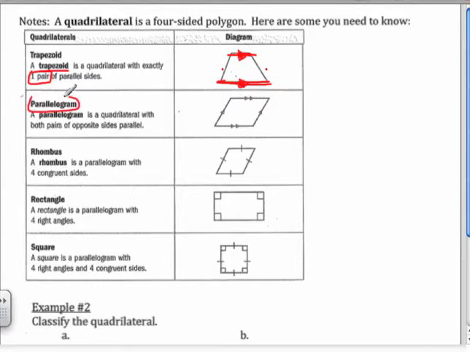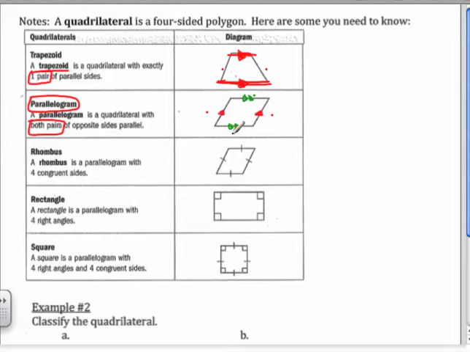A parallelogram is a quadrilateral with both pairs parallel. So you'll see there's an arrow here. There's an arrow here. That means that this side and this side are parallel. But on this one, it has two arrows. Okay, and that helps us distinguish. Oh, so these are parallel. Okay, the sides that have one arrow are parallel to each other. The sides that have two arrows are parallel to each other. All right, that's a parallelogram.